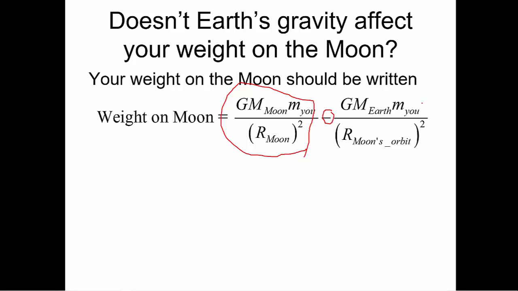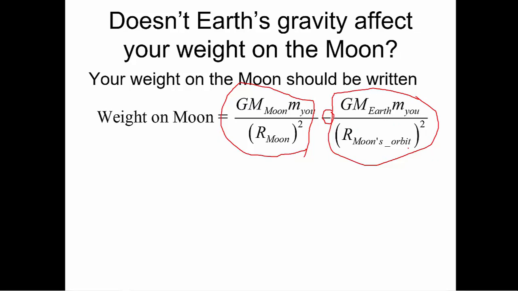Now, for this Earth term, what I used for the distance down in the denominator, well, first of all, in the top, I've got the mass of the Earth and the mass of you. What I used in the bottom down here was the radius of the moon's orbit, because that's how far away you would be from the Earth, approximately. We might have to subtract one radius of the moon from it, but I'm just going to ignore that. It would be a small correction.